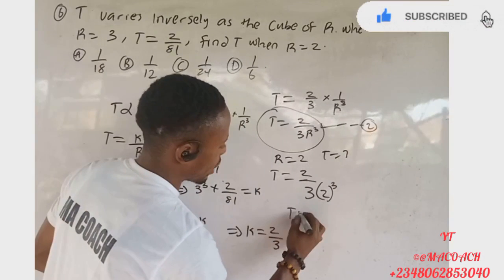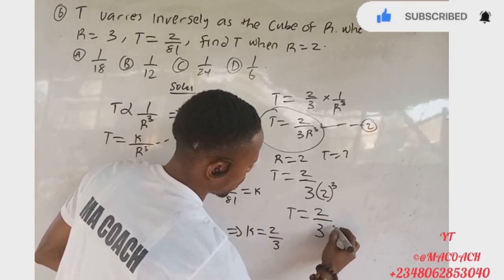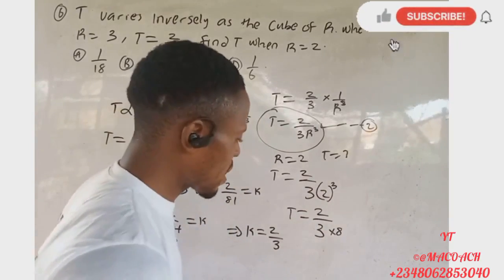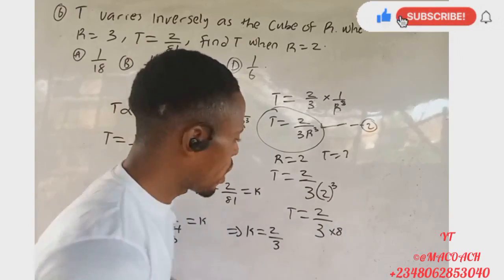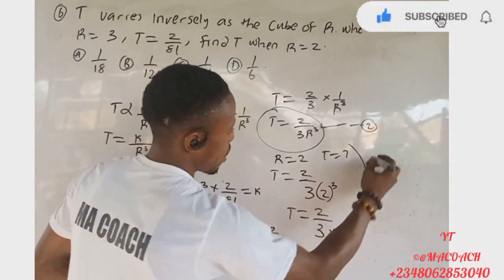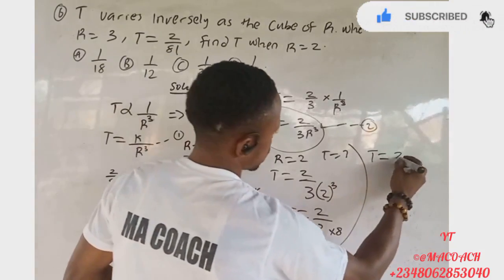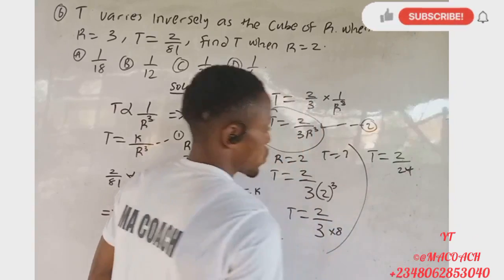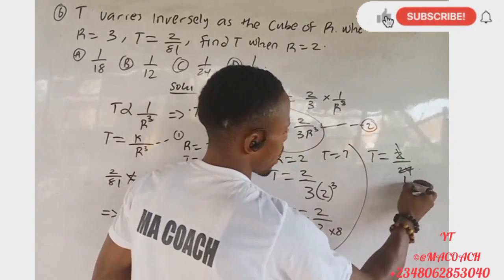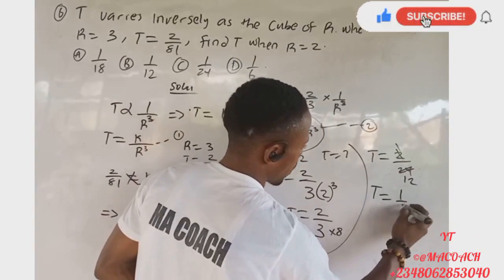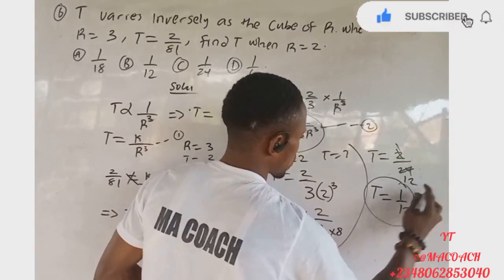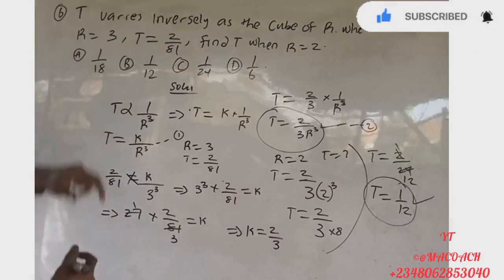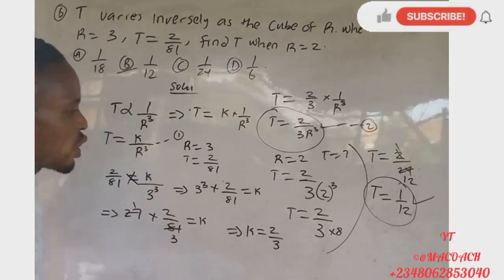So now t is equal to 2 over 3 multiplied by 8. Here 3 times 8, we have 24. Let me write it here. We have t is equal to 2 divided by 24. Here 2 in 24, we have 12. So t is equal to 1 over 12. So the value of t is equal to 1 over 12. So let's look for it among our options. Here option B is the correct answer for this question.